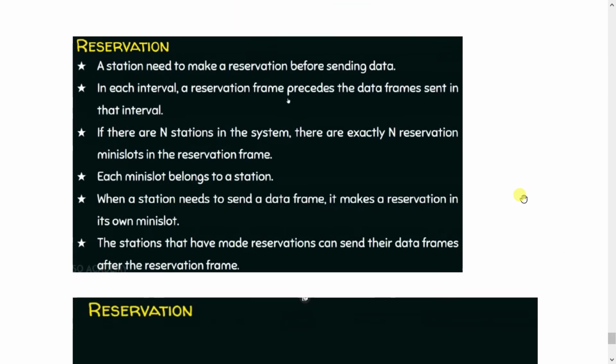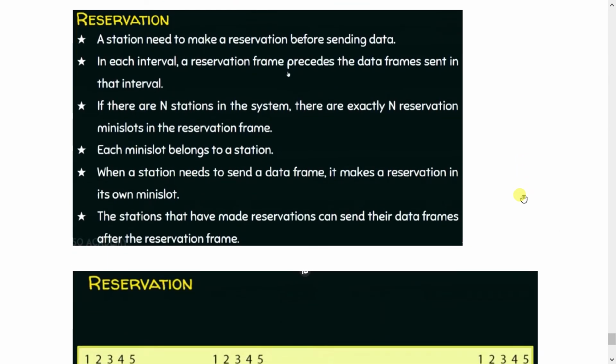So what's reservation? A station needs to make a reservation before sending data. This is what it means basically. In each interval, a reservation frame precedes the data frame sent in that interval. If there are n stations in the system, there are exactly n reservation mini slots in the reservation frame. Each mini slot belongs to a station. When a station needs to send a data frame, it makes a reservation in its own mini slot.